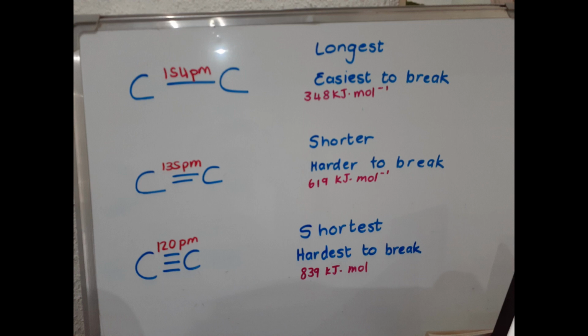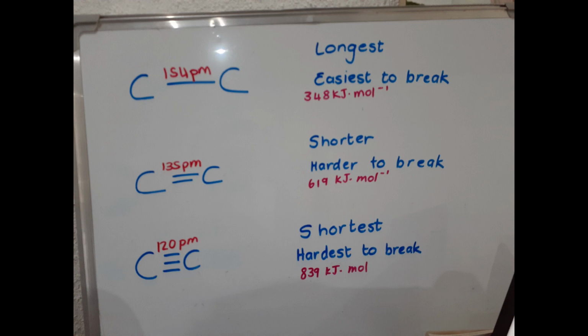If we look at the following example, there's carbon single bonded to a carbon, carbon double bonded to a carbon, and carbon triple bonded to a carbon. The length of a single bond would be 154 picometers. Remember, pico is times 10 to the minus 12, so it would be 154 times 10 to the minus 12 meters. A double bond is shorter at 135 picometers, and a triple bond is even shorter at 120 picometers.